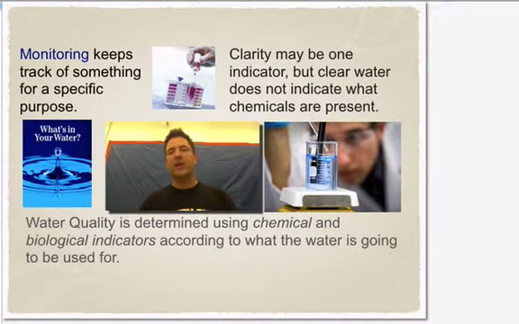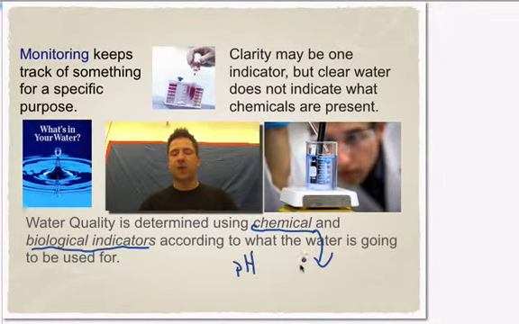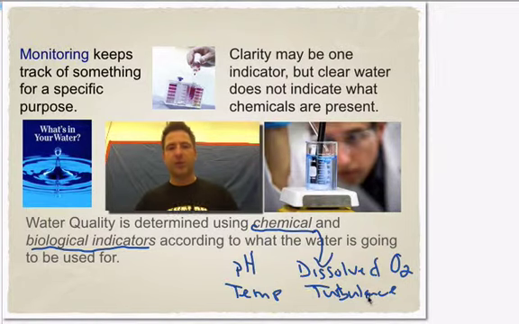We monitor many things, but we monitor water quality, and we do this in two ways. One, through chemical indicators, and secondly, through biological indicators. I'll underline chemical and I'll underline biological. Chemical indicators are going to be things like your pH, maybe your dissolved oxygen, O2. Could be your temperature, or your turbidity, whether the water's turbid or not, and that's your clarity.